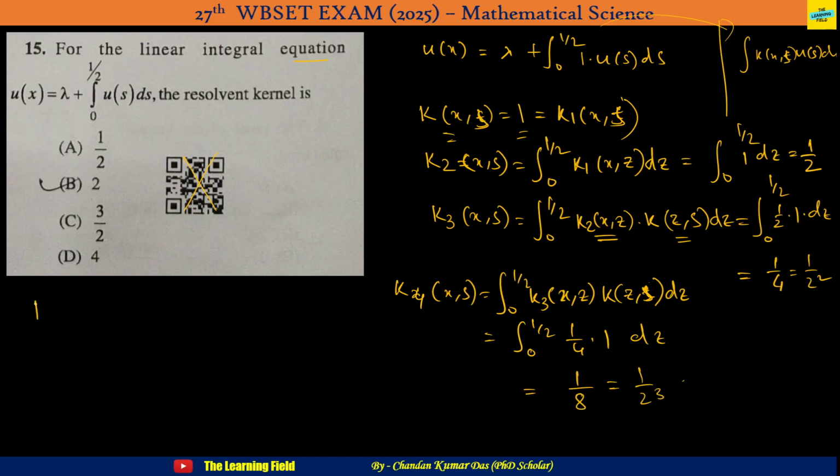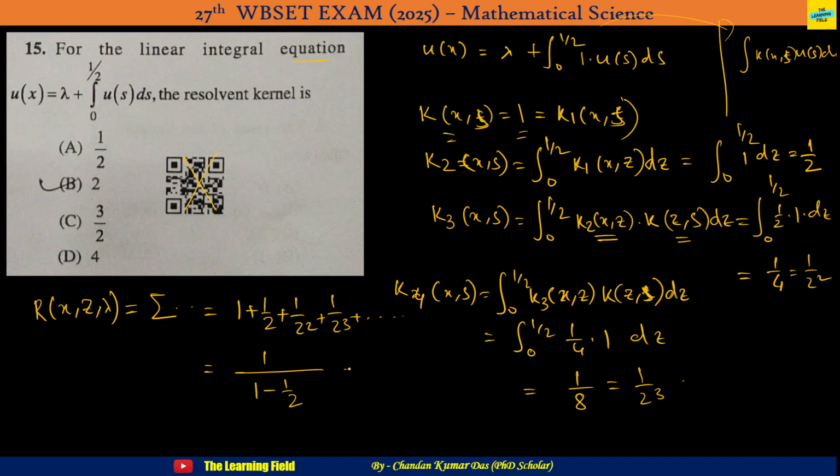Now you know the resolvent kernel formula R(x,s,lambda) is the summation of K1, K2, up to Kn. So K1 equals 1, then 1 by 2, then 1 by 2 square, then 1 by 2 cube, and so on. We know this is a GP series. The sum of this GP series is 1 by 1 minus half, which equals 1 by half, which is 2. Therefore, the answer is 2.